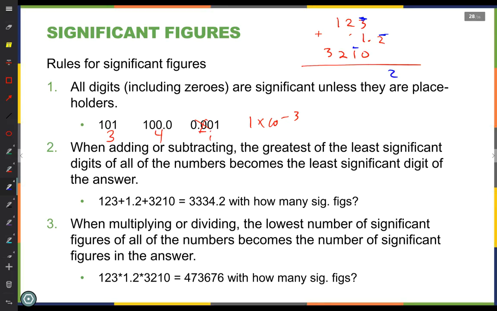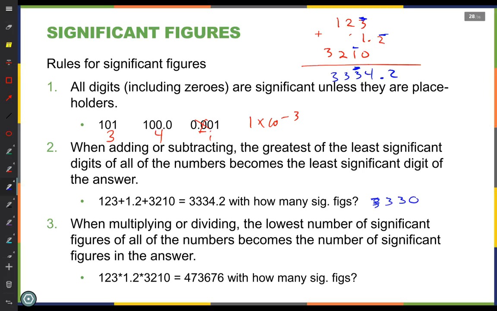So when I add these up, my answer is only significant out to the greatest one, so it's only significant out to that 3. So the correct answer to this would be 3330. That's a 3 in front. Because the 4 and the 0.2 were not significant when I add them up.